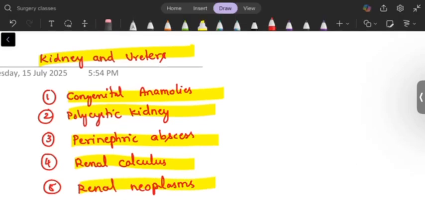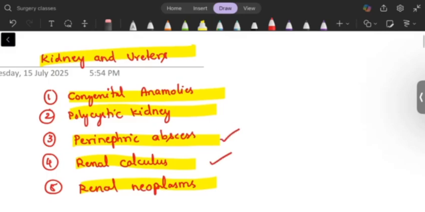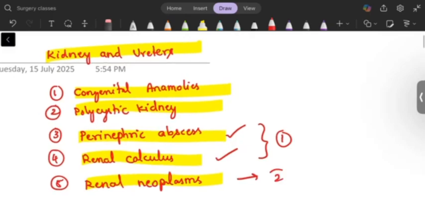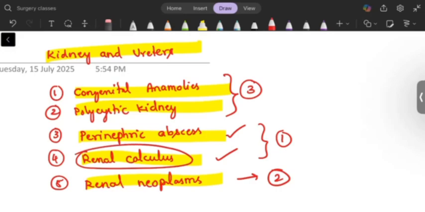So what we are going to do is deal with renal calculi, infections and perinephric abscesses as much as possible in today's class. This will be our part 1. After that, renal neoplasms will be our part 2, and then congenital anomalies and polycystic kidney will be our part 3. We'll deal with renal calculi first because this is the most commonly encountered clinical scenario, and then perinephric abscesses and infections.